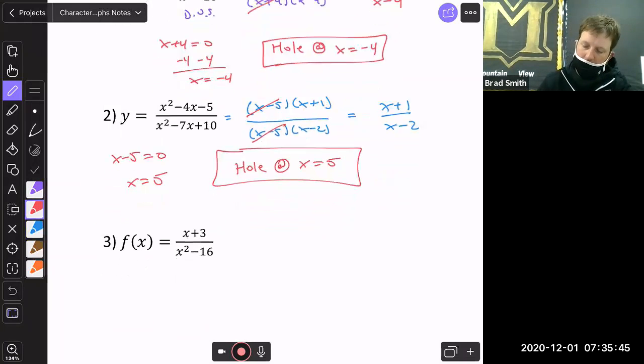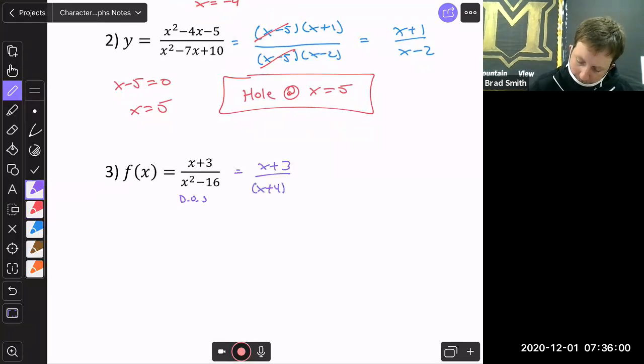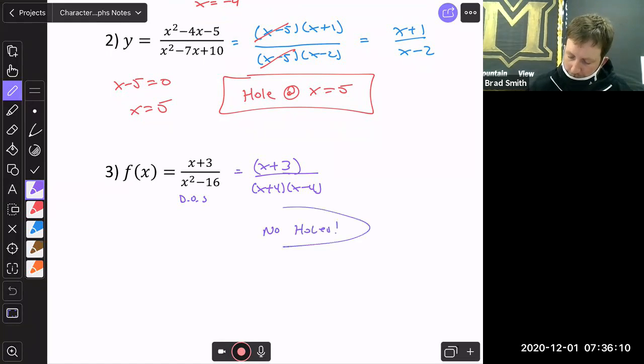All right, lastly, slide that up, you can still see 3. We have x plus 3, and that one's already factored. This is another difference of squares, but this one's an x plus 4 times x minus 4. Does anything cancel here? Nope. So in this one, we're not going to have any holes.